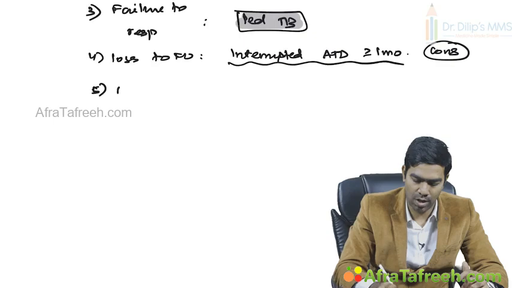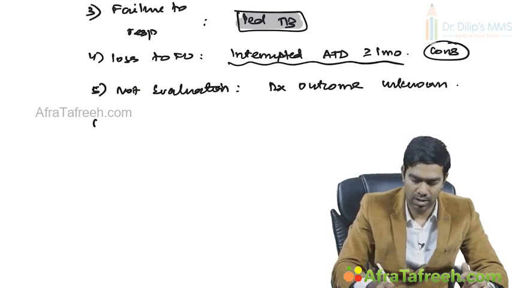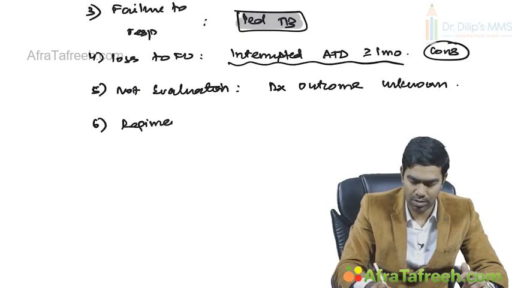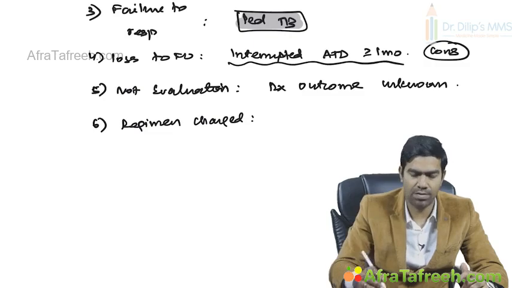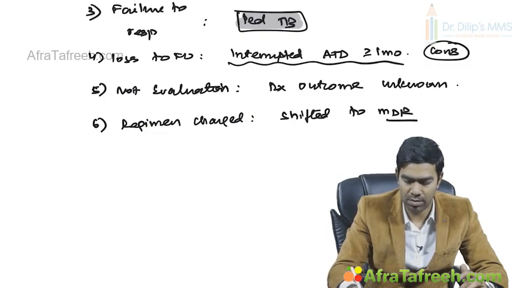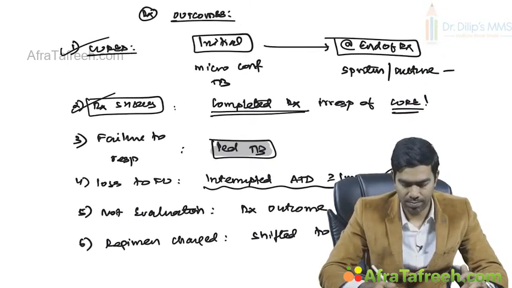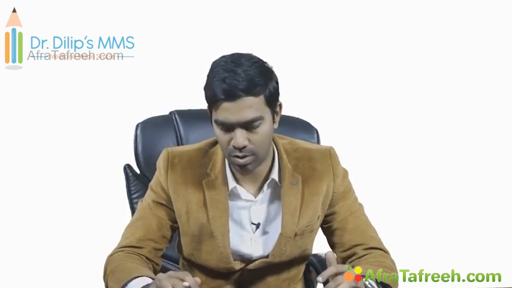Then we have not evaluated, which means we don't know the treatment outcome. Treatment outcome is unknown. And finally, we have regimen changed, which means we have shifted to an MDR or XDR regimen. So these are the treatment outcomes that you have to know. Clear? I have told you 6 classic definitions: cured, then treatment success, then failure to respond, loss to follow-up, then not evaluated, and regimen changed. These are the 6 classic definitions for treatment outcomes in the current guidelines.